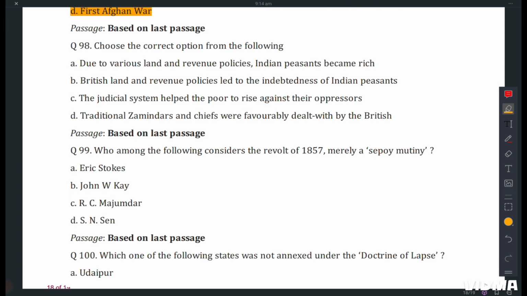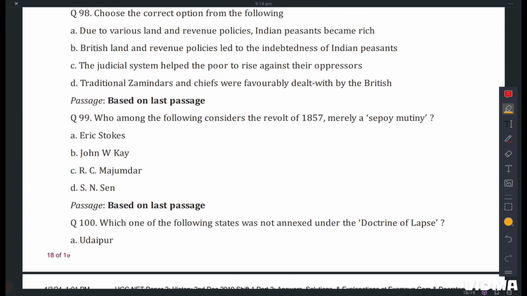Question number 98. Choose the correct option from the following. Due to various land and revenue policies, Indian peasants became rich? No. British land and revenue policies led to indebtedness of Indian peasants? Correct. The judicial system helped the poor to rise against their oppressors? No. Traditional zamindars and chiefs were favorably dealt with by the Britishers? No. So the correct option is answer B. Here the correct option is asked, and this is indebtedness, that is, they were drowned in debt.